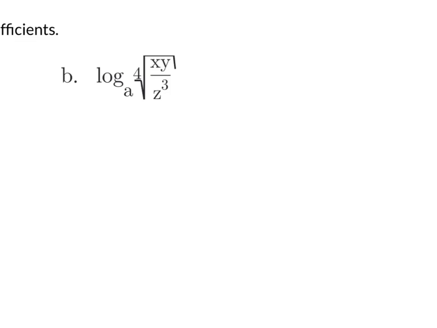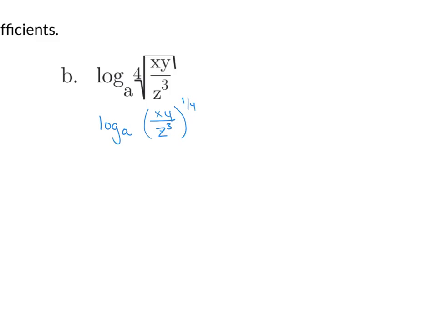Let's try log base a of the 4th root of x, y over z cubed. Remember that roots are essentially the denominators of our exponents. So when we convert this, the first thing I want to do is get rid of the root. So I'm going to have log base a of x, y, z cubed raised to the 1/4.